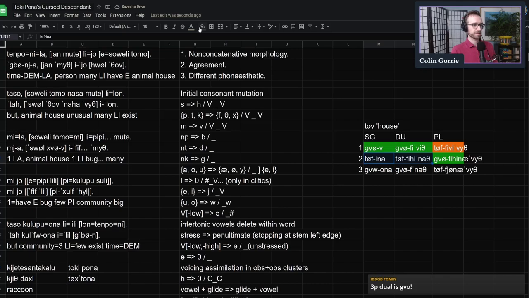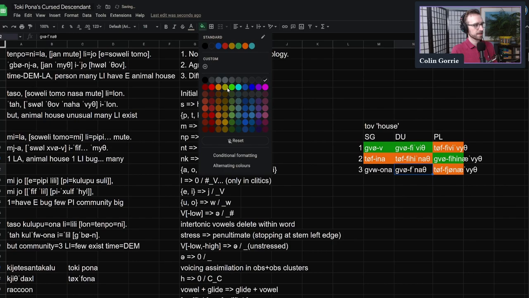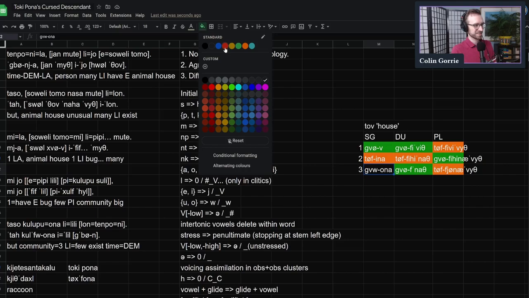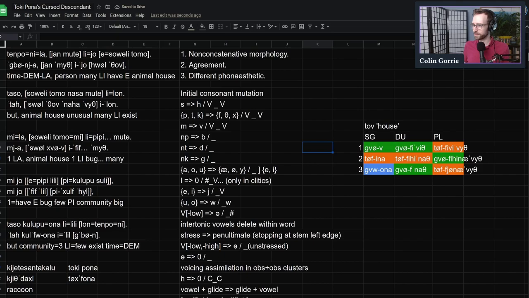This tif allomorph is in the first person plural, the second person singular and dual, and the third person plural. And I've missed a gv, which is also in the third person dual. And then in the third person singular, we have this gv, which I don't even know. This is just bad news. This is very bad news. So there's our little paradigm.